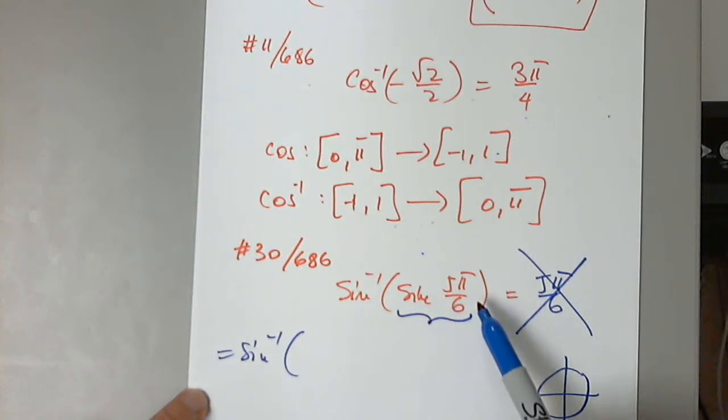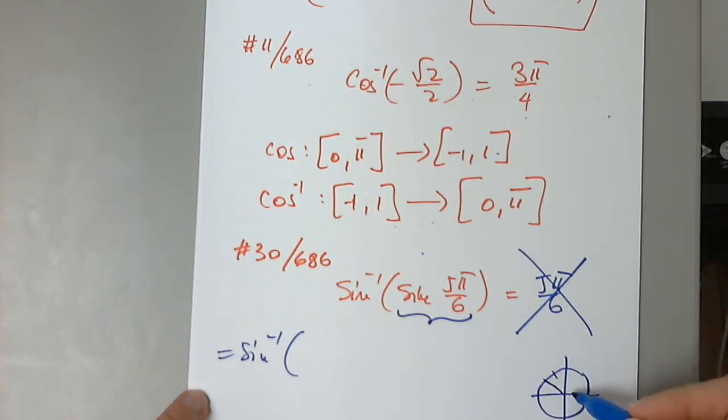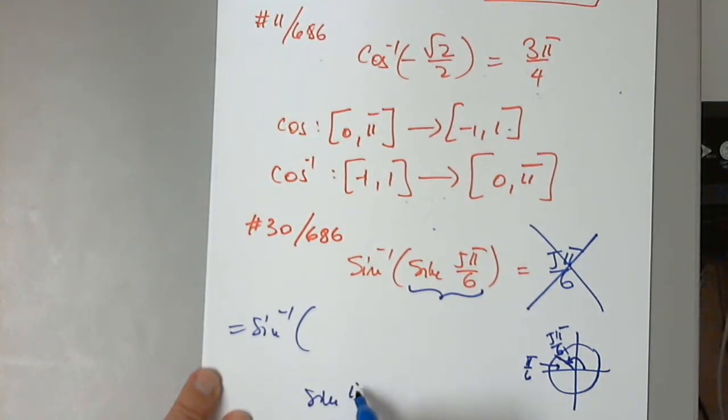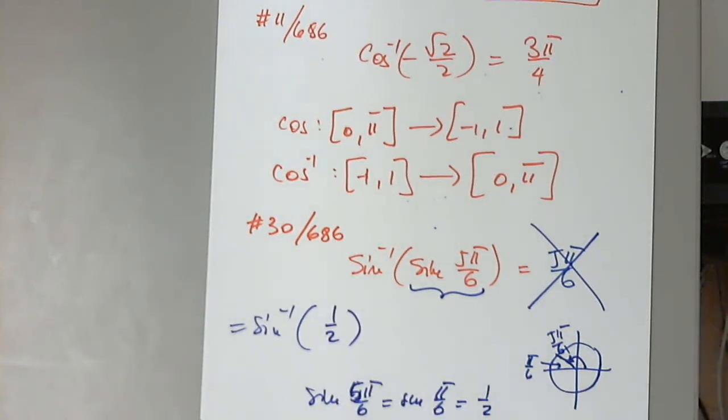5 times 30. Perfect. So this is 30 degrees shy of 180. So this is our 5 pi over 6. The reference angle is pi over 6. So sine 5 pi over 6 equals sine pi over 6 equals 1/2. So I have to calculate what's inside, and sine 5 pi over 6 is 1/2. Now I have the answer.